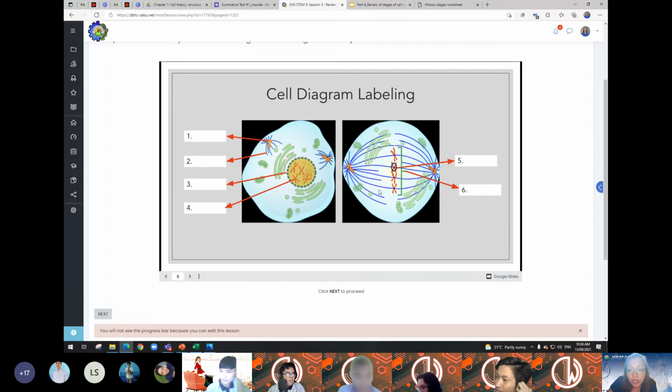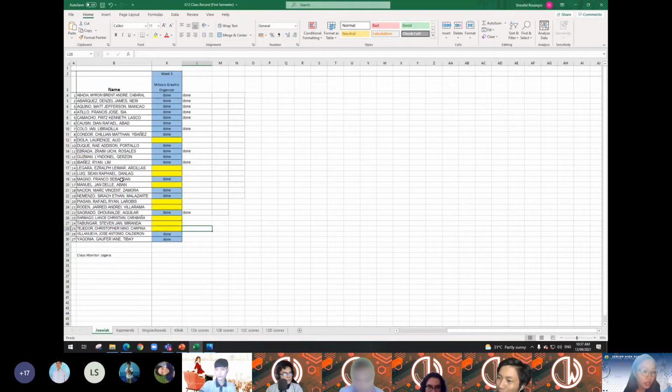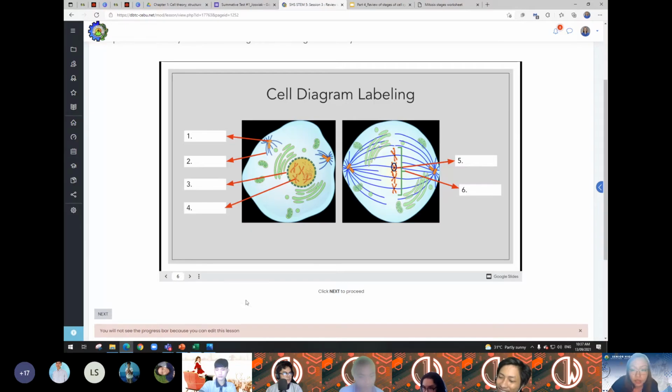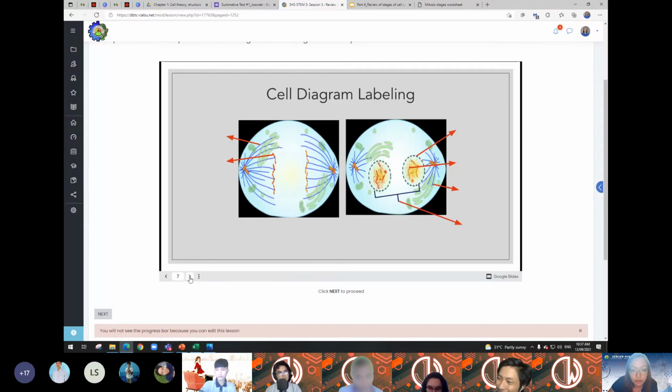Class, what stage of mitosis is this? This is metaphase, right? And then this one, still in what stage? Prophase. Very good. Okay, I will call on Nimenso. Now, let's continue. Proceed to the next.